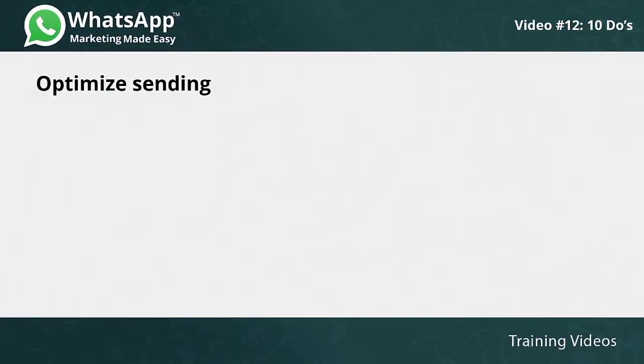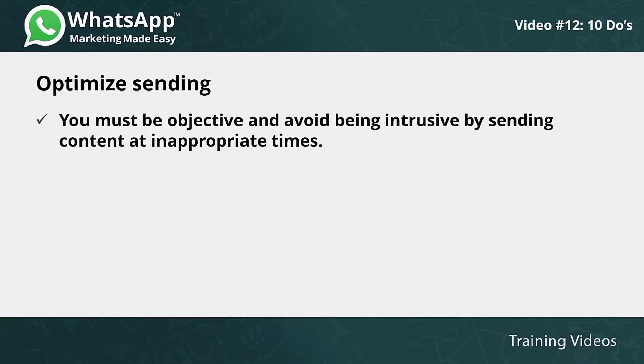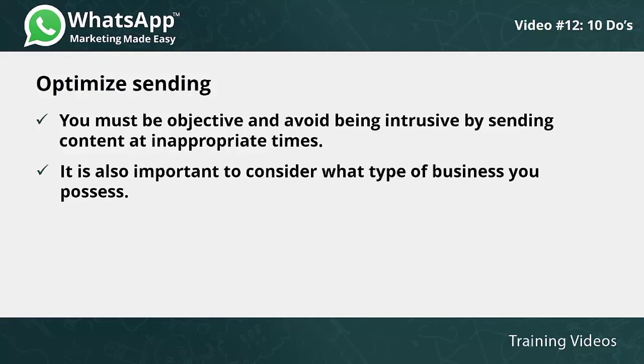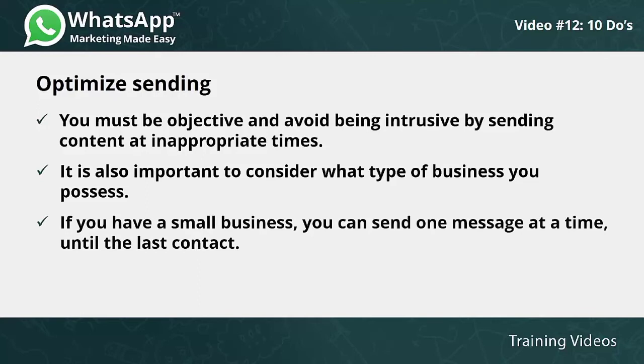Optimize sending. You must be objective and avoid being intrusive by sending content at inappropriate times. Send your messages at the best moments and times, usually during office hours. It is also important to consider what type of business you possess in order to optimize the sending of your message. If you have a small business, you can send one message at a time until the last contact. This method is laborious, but it has charm because of the personal nature of the messages.